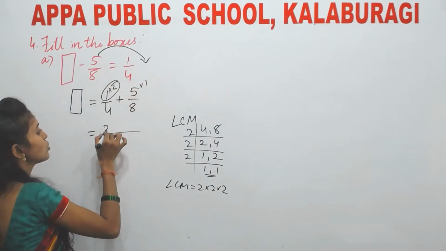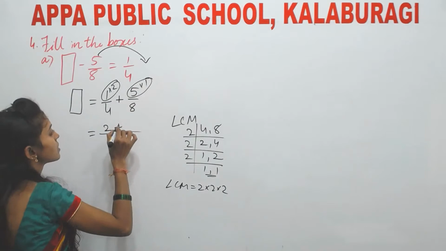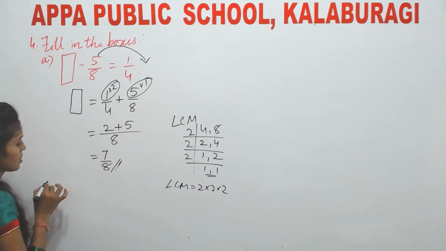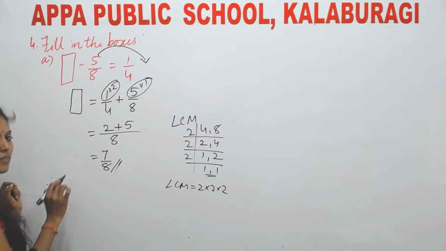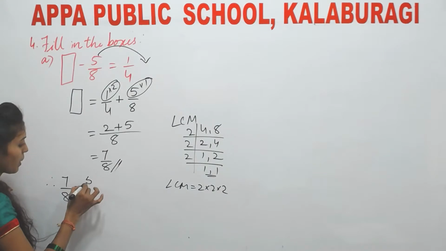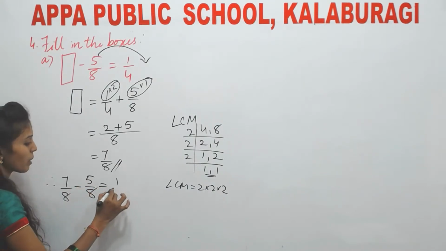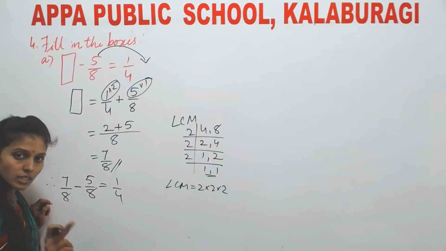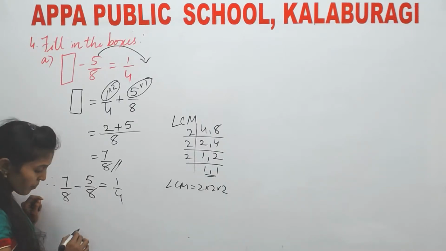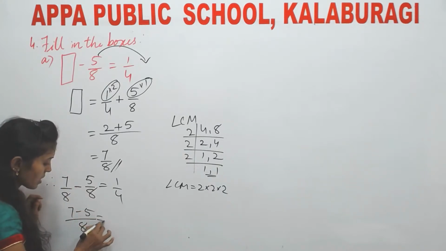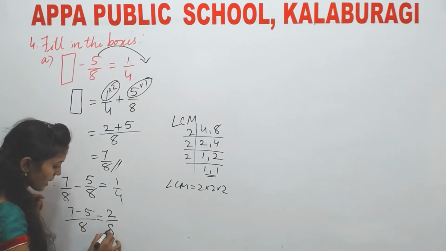So this is 2 plus this is 5. That is nothing but 7 by 8. So the box value is 7 by 8. Therefore, 7 by 8 minus 5 by 8 equals 1 by 4. You may get confused, how is it possible? See here, the denominator is the same, 8. Numerator, 7 minus 5 is nothing but 2 by 8.